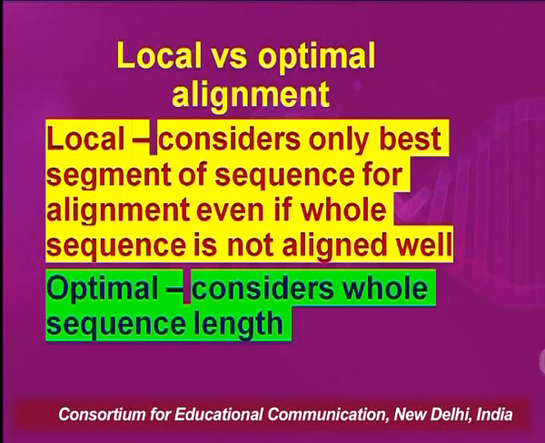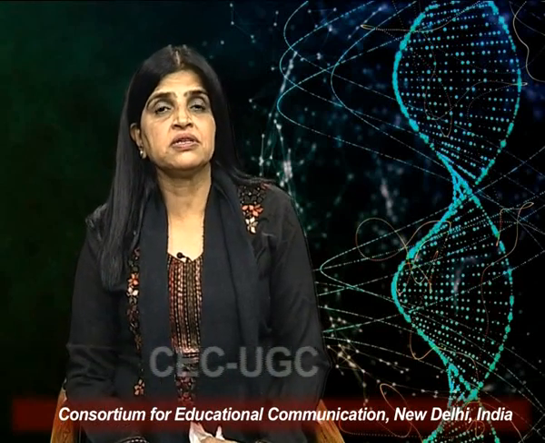The local alignment considers only the best segment for the alignment. I would just repeat it here. Local alignment considers only the portion or the segment where the alignment is best. It is not bothered about the overall alignment, the complete sequence, the whole sequence. But in optimal alignment, we try to align the complete sequence and we take into consideration the complete sequence. That is very important in optimal alignment.